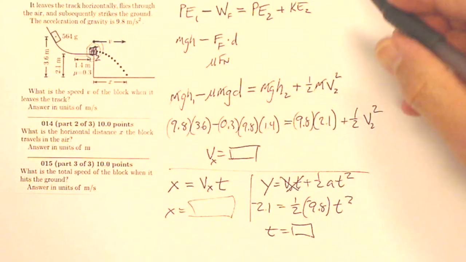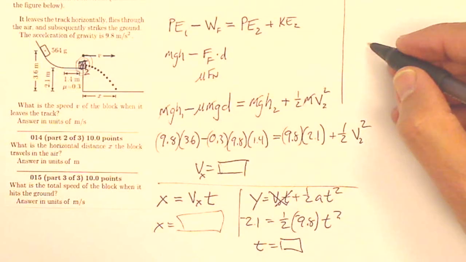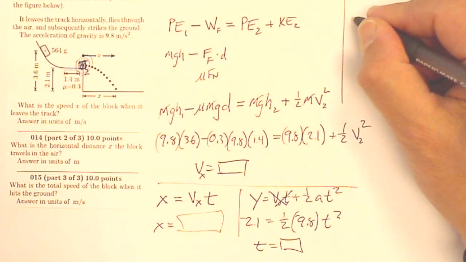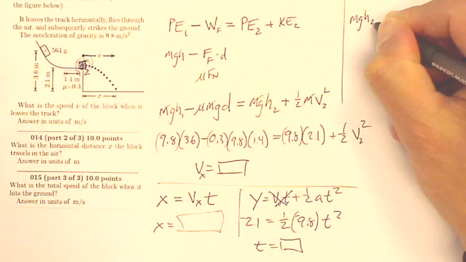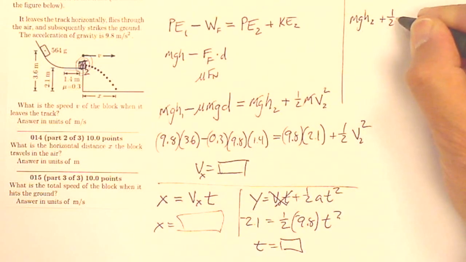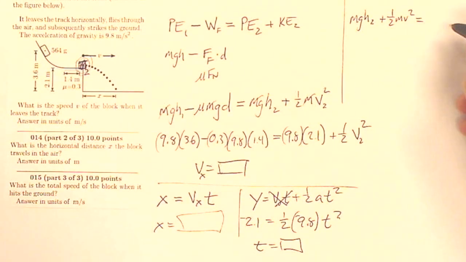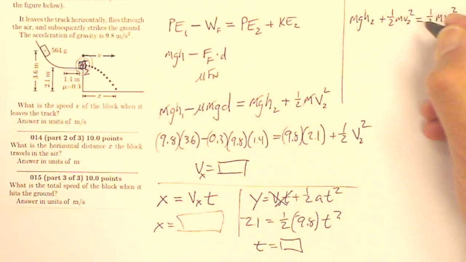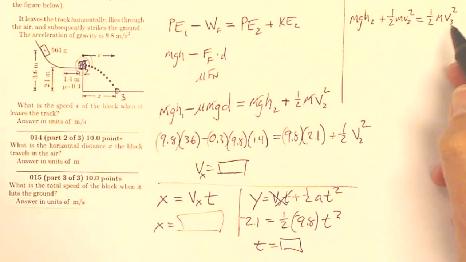So what I could do there is say, when it leaves, it's going to have some potential energy, mgh, and that's my height at point 2, plus some kinetic energy, 1/2 mv squared. And then when it hits the ground, it's all going to be kinetic energy, 1/2 mv squared. So this is my velocity at 2. This we'll call velocity at 3, I guess. So this point I'll call 3.